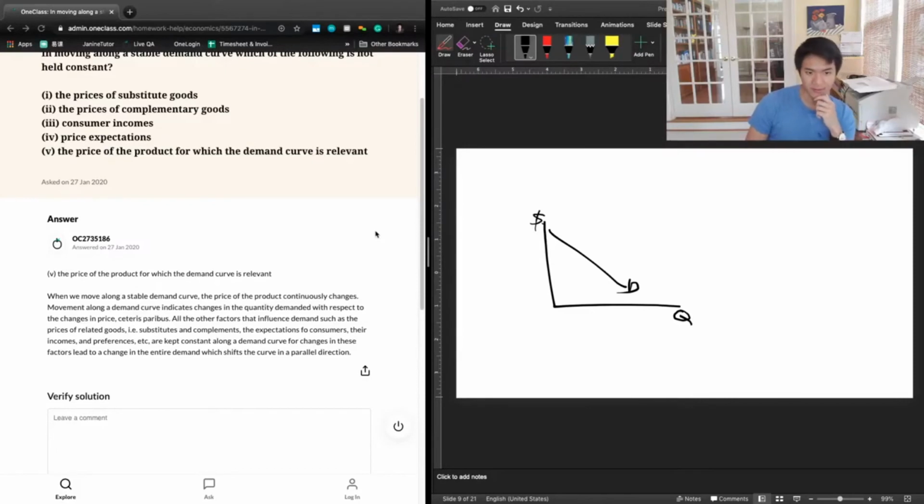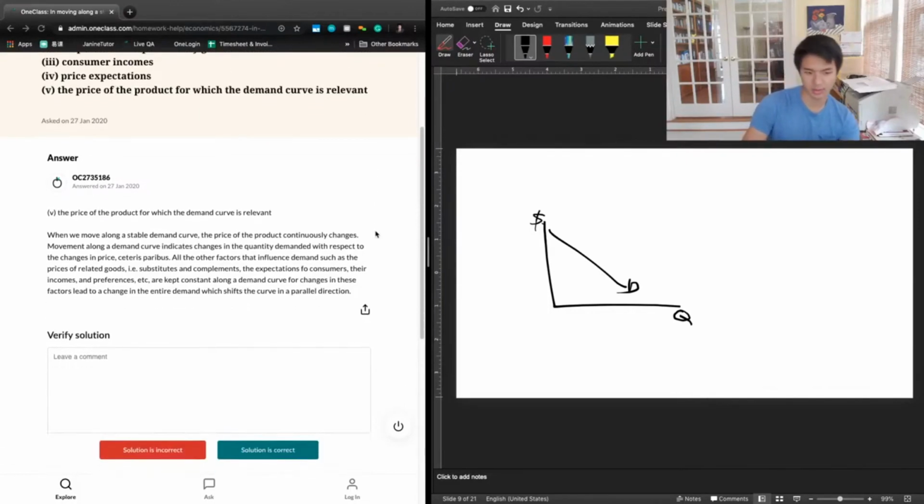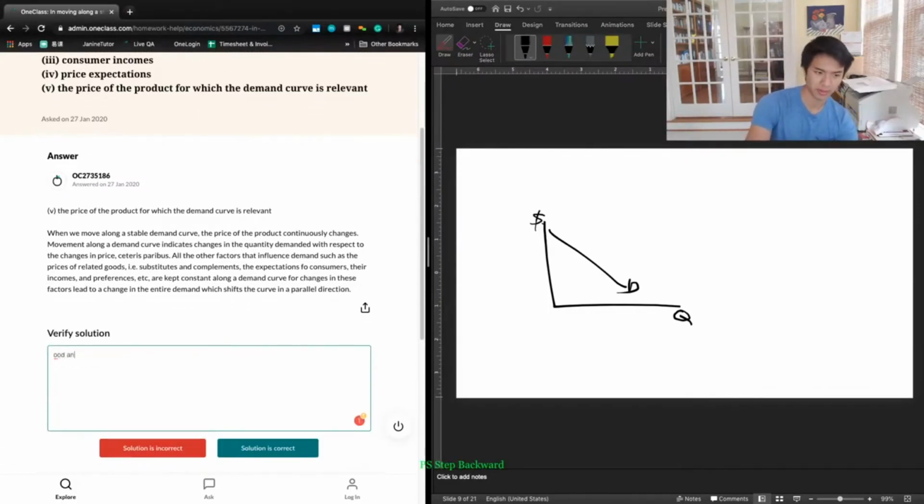All other factors that influence demand, such as the price of related goods, i.e. substitutes and complements, the expectations of consumers, their incomes and preferences, etc., are kept constant along the demand curve, for changes in these factors lead to a change in the entire demand, which shifts the curve in a parallel direction. So yeah, this is a good answer. Very clear. You can mark that as correct.